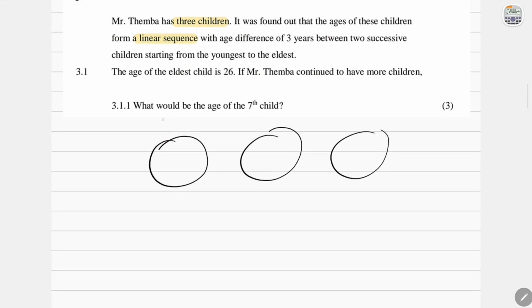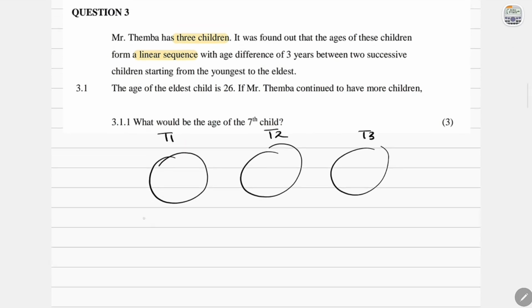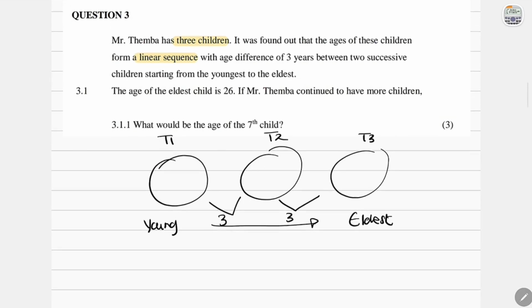So it seems like these are the 3 children that he has, and they are 3 years apart, starting from the youngest all the way to the eldest. From the youngest to the next child, there's an age difference of 3 years. From that one to the eldest is an age difference of 3 years. So the eldest is older than this one by 3 years, and this one is older than the youngest one by 3 years.